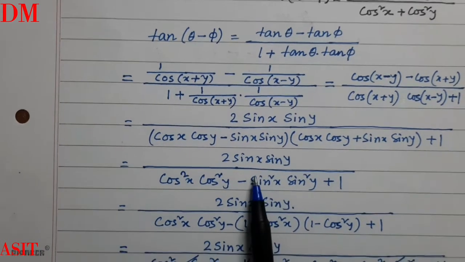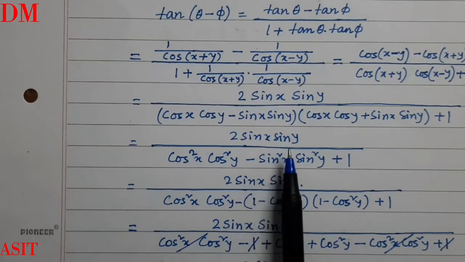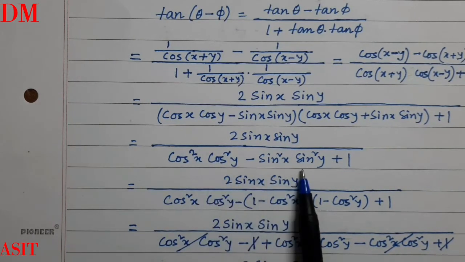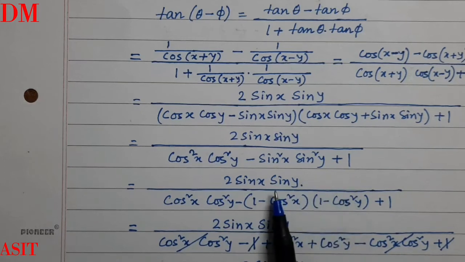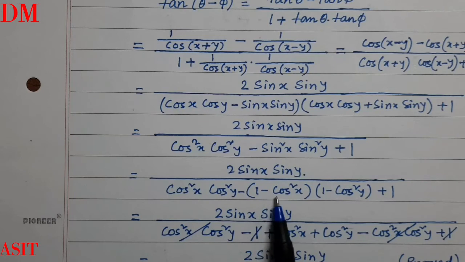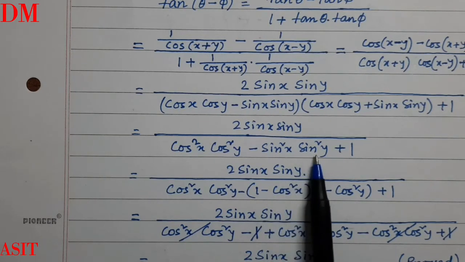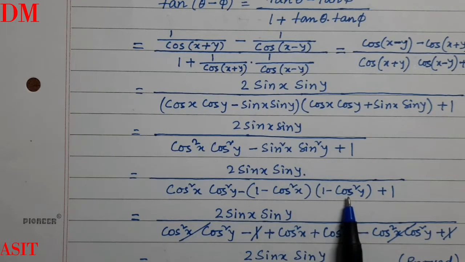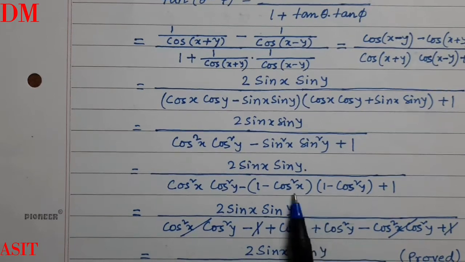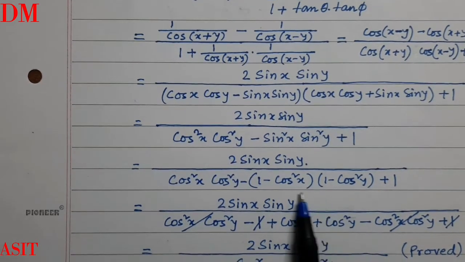So therefore we can write ultimately 2 sin x sin y by cos square x plus cos square y minus sin square x sin square y plus 1. Now we can write sin square x as 1 minus cos square x and sin square y as 1 minus cos square y. Now after that what we should do, I will multiply these two terms.